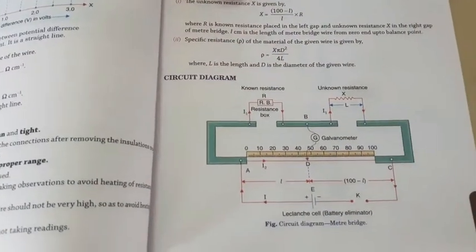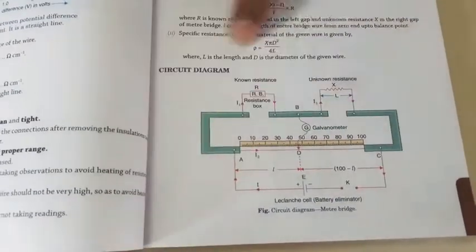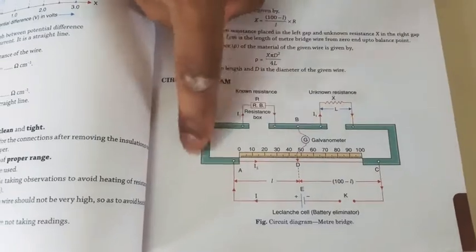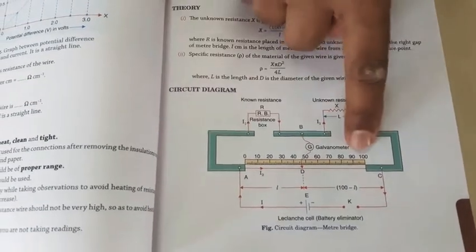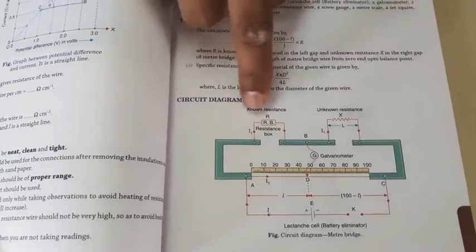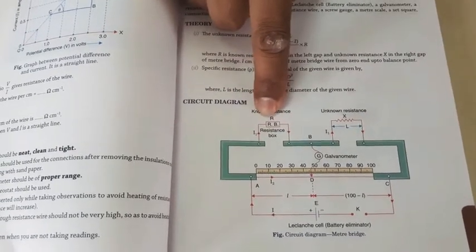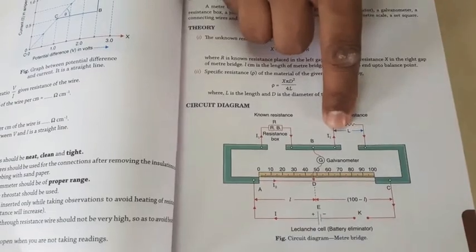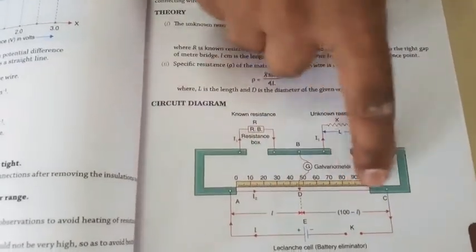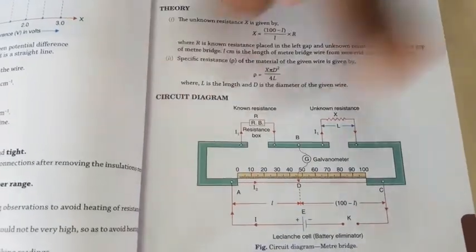For this, you will need this type of circuit connectivity. You can see here in the blue, it is the meter bridge, and it is a scale of the meter bridge, and here you need to connect a resistance box and one unknown wire and one galvanometer with the help of a jockey to the wire of the meter bridge.